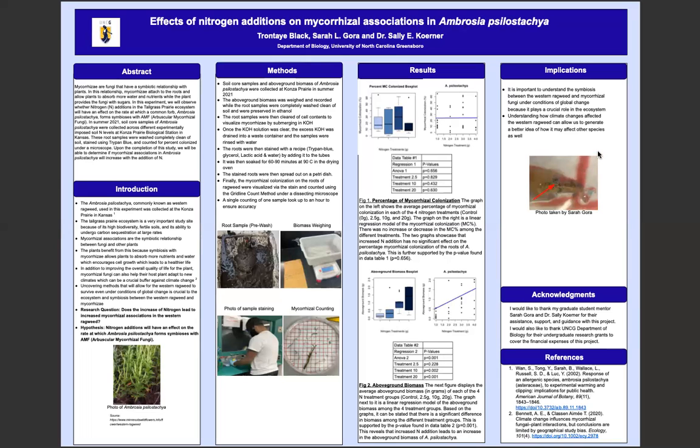And now moving over to the implications. It is important to understand the symbiosis between the Western ragweed and mycorrhizal fungi under conditions of global change because it plays a crucial role in the ecosystem. Understanding how climate changes affected the Western ragweed can allow us to generate a better idea of how it may affect other species as well. And this photograph right here is a photograph of the mycorrhizal colonization. And you can see that in the blue thin lines here.